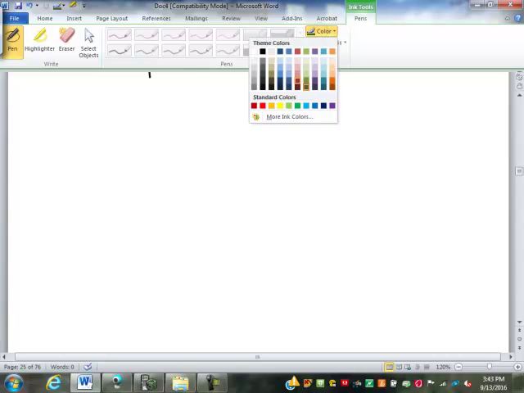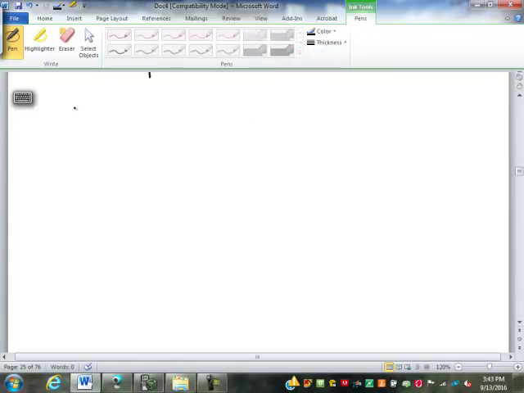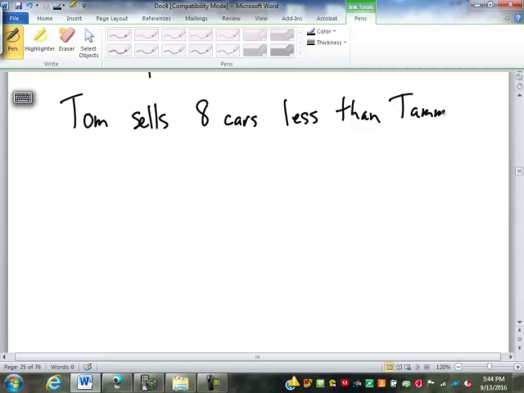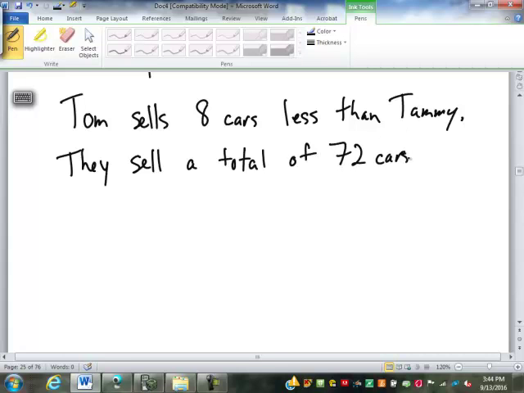Okay, I'm going to have you do one more example just to see. Let's say Tom sells 8 cars less than Tammy. They sell a total of 72 cars. Once again, how many each?